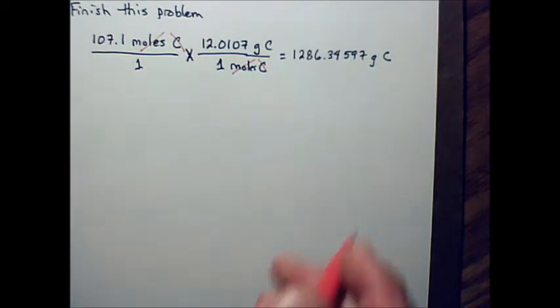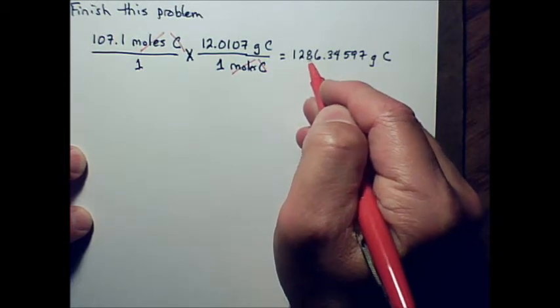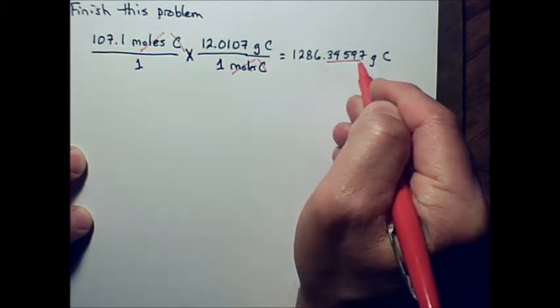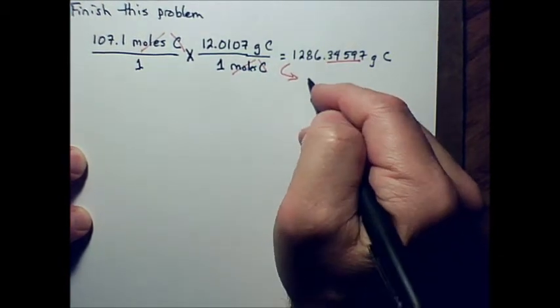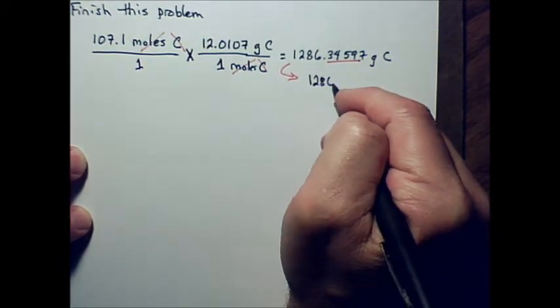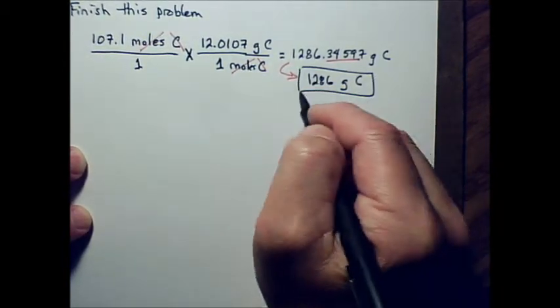Okay, so we're going to underline everything past the first 4 digits. 1, 2, 3, 4. Underline all that. Draw an arrow. 1286 grams C. And there's your answer.